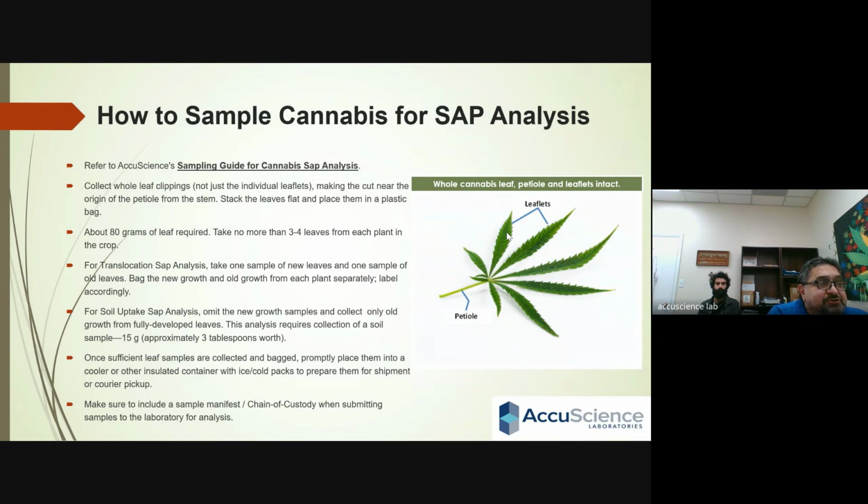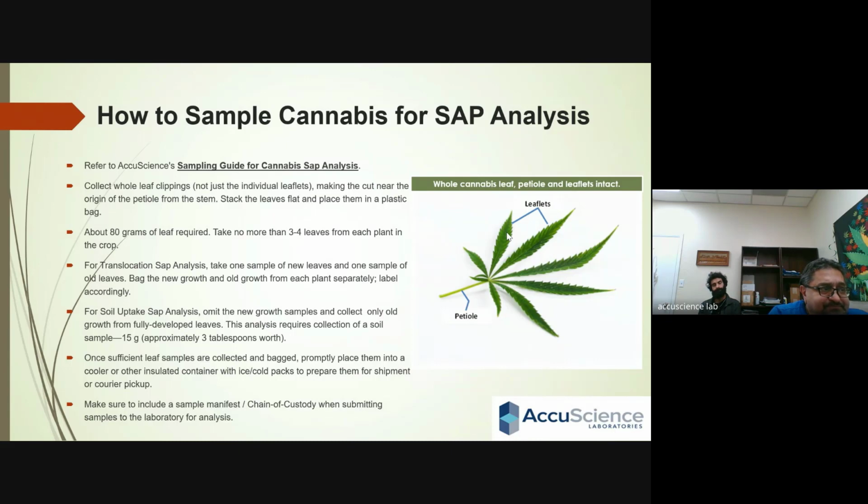For translocation SAP analysis, take one sample from the new leaves and one sample from the old leaves on the same plant, and bag them as new and old growth, each one separately. Don't mix them up. Have each one separately. You stack them on top of each other, and you put them in the bag.